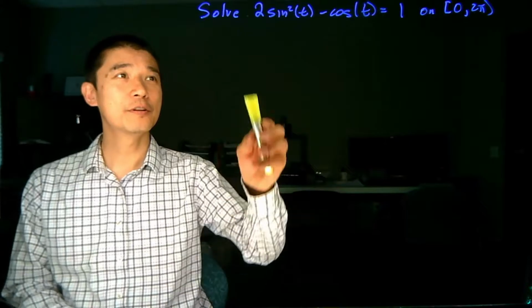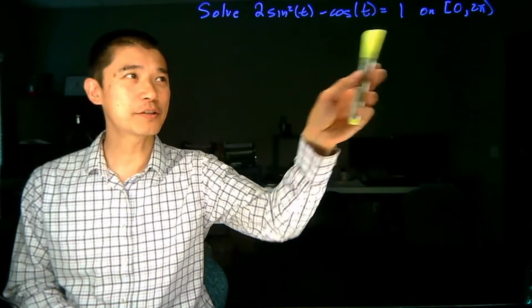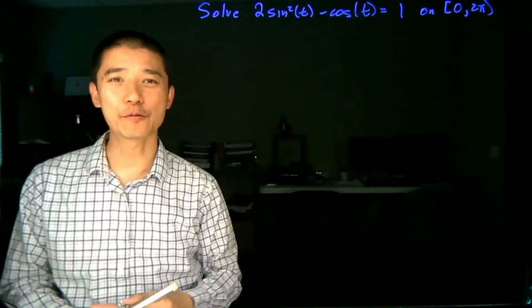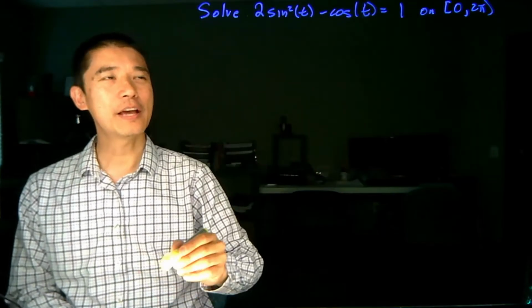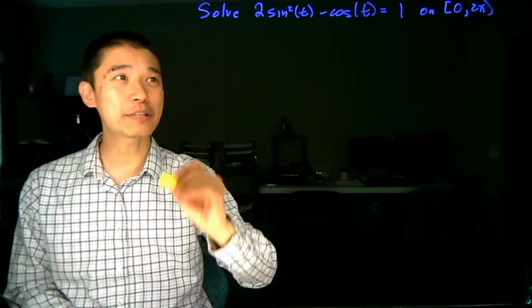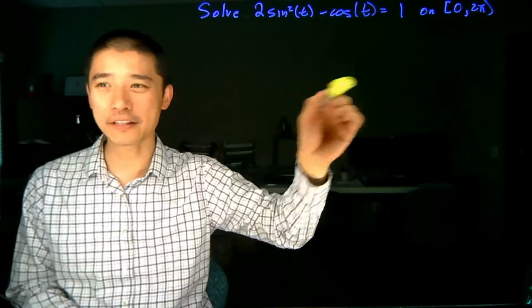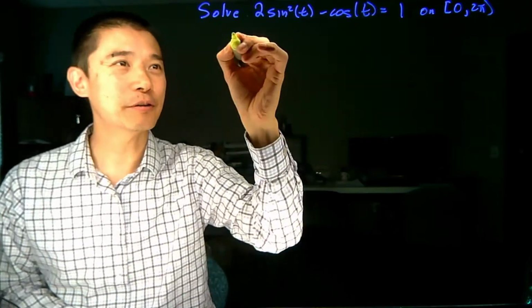Here's an example. Solve 2 sine squared t minus cosine t equals 1 on the interval from 0 to 2 pi. So we can see we have a mixture of sine squared and a cosine, and using a Pythagorean identity, we can replace the sine squared with a cosine squared. That will get everything down to a single variable. So I'll go ahead and write out that work again.